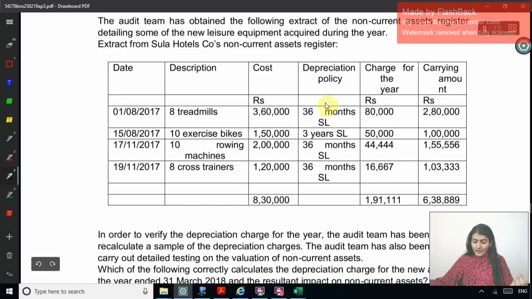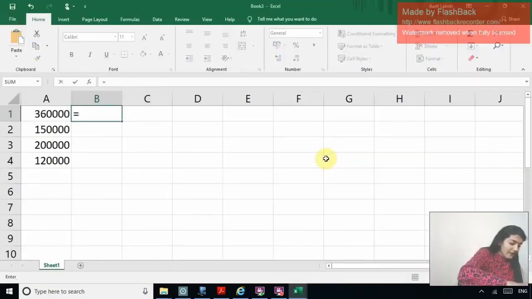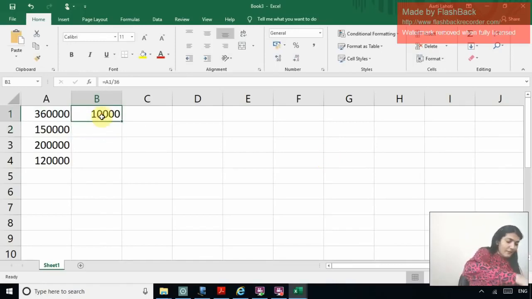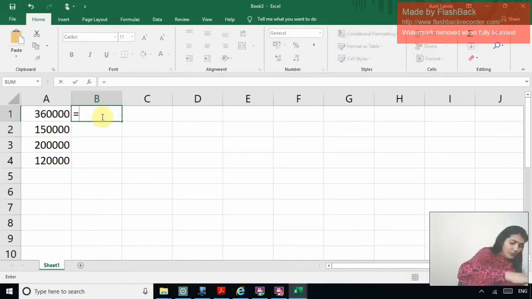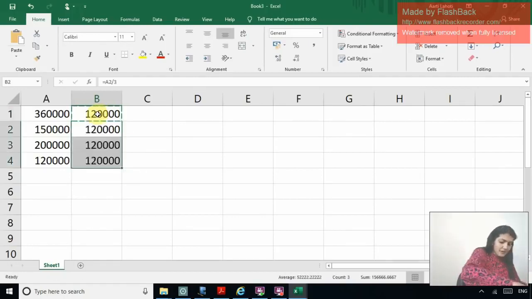So what are all these assets? The depreciation policy is 36 months, so all the assets are 3 years straight line. So for all of them, let me divide them by 36, or rather let me divide them by 3, because that will give me the charge per year. So this divided by 3 will give me the depreciation charge for the year.